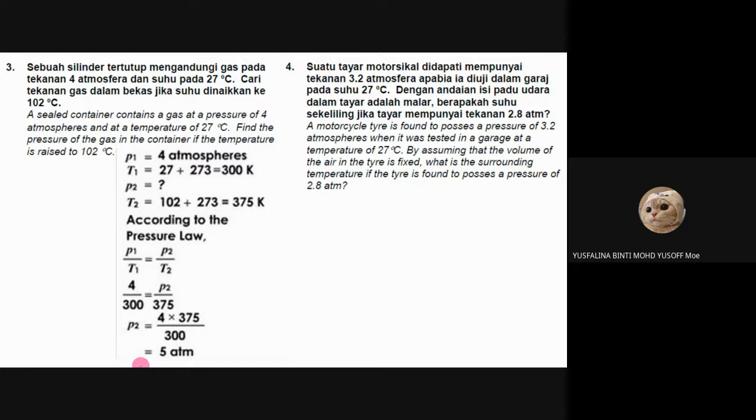Okay, for this one, it says a motorcycle tire is found to possess a pressure of 3.2 atmosphere when it was tested in a garage at the temperature of 27 degrees Celsius. By assuming that the volume of the air tire is fixed, so V is constant. V is constant means it involves P and T, right? So P1 over T1 is equal to P2 over T2.